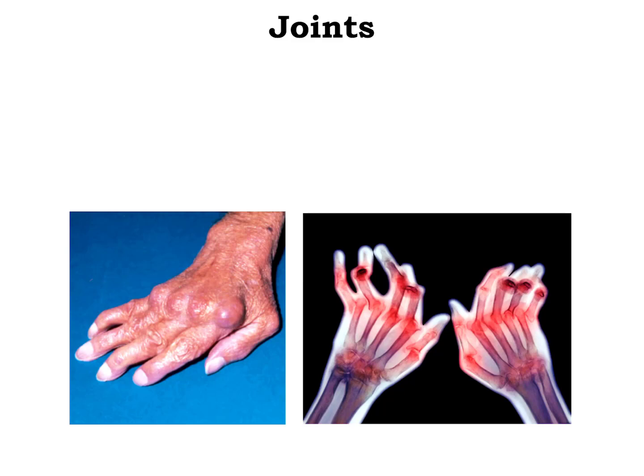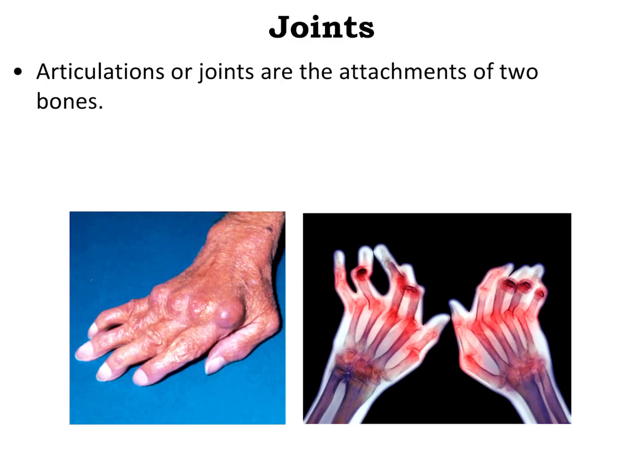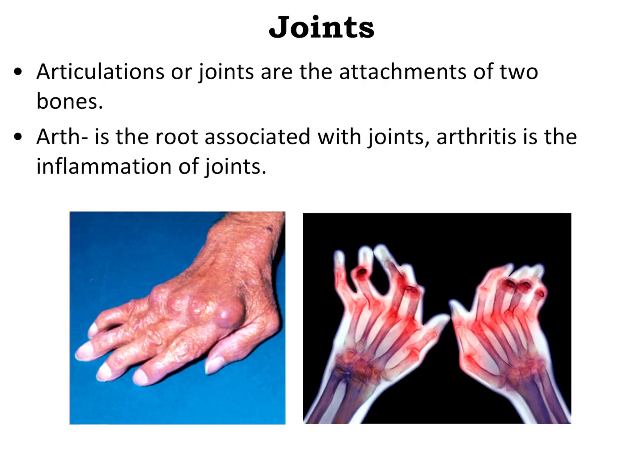So now we're ready for chapter 9. This is the joints. So what is a joint? It is an attachment of two bones. So where two bones come together, you can see the hands here. This is someone who has rheumatoid arthritis, how they've kind of fused. There's no actual articulations or spaces between the bones, so they've become fused into one big bone. Arth is a root word that's associated with joints, so arthritis is the inflammation of those joints.